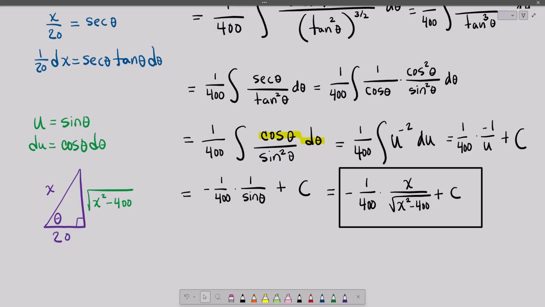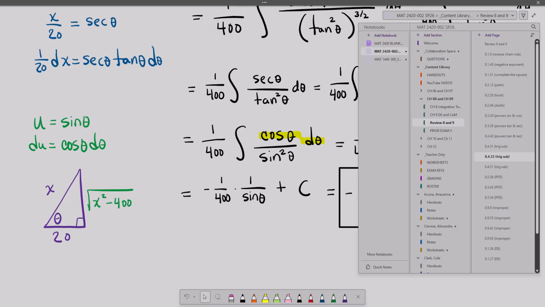Maybe chalk. Where did we get the x squared minus 400 from? So it came from the missing side, which was from Pythagorean theorem. Secant is hypotenuse over adjacent. And then this missing side is the square root of the hypotenuse squared minus that leg squared. So Pythagorean theorem on the purple triangle. Other questions on it? Makes sense. Okay.